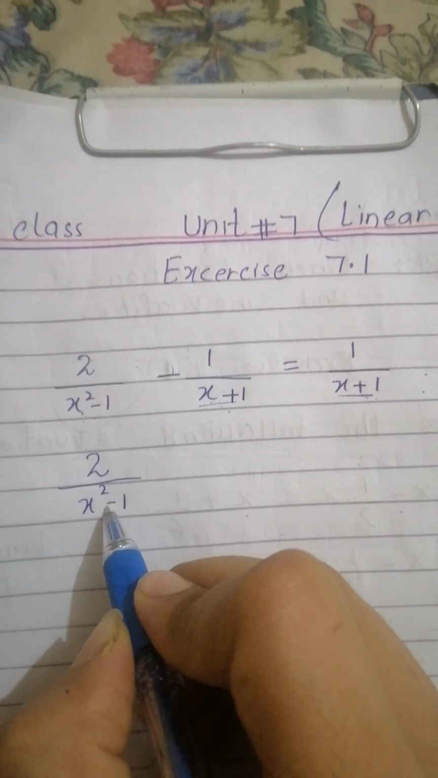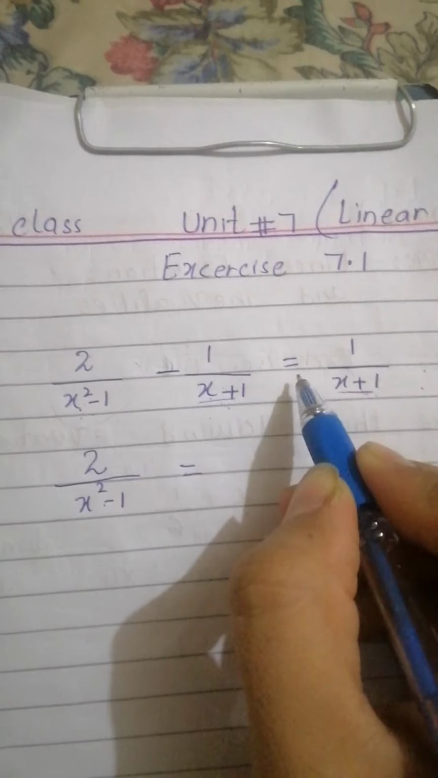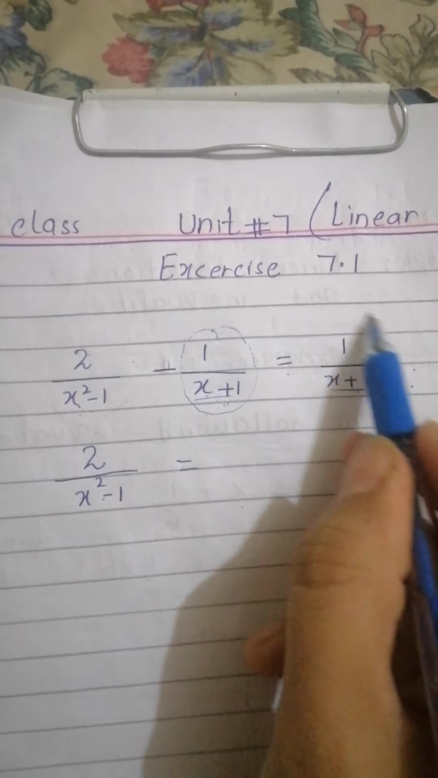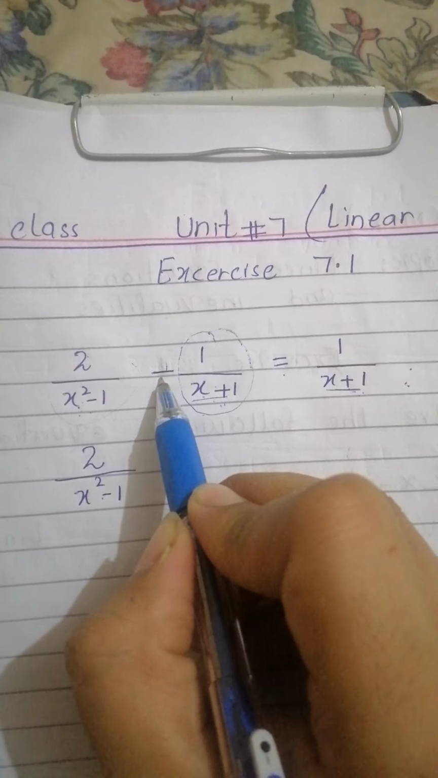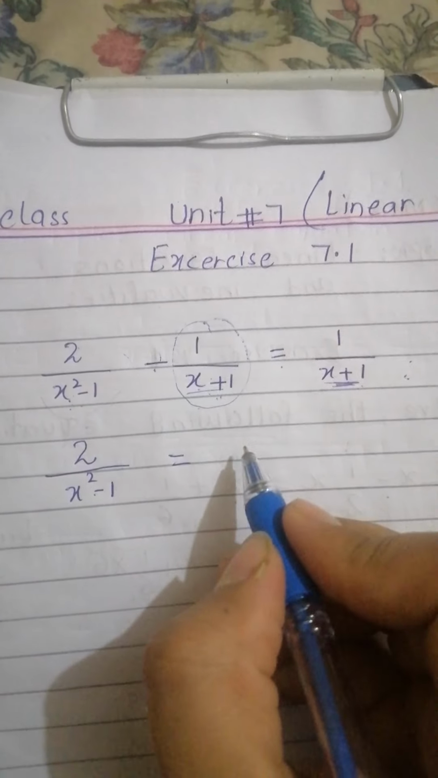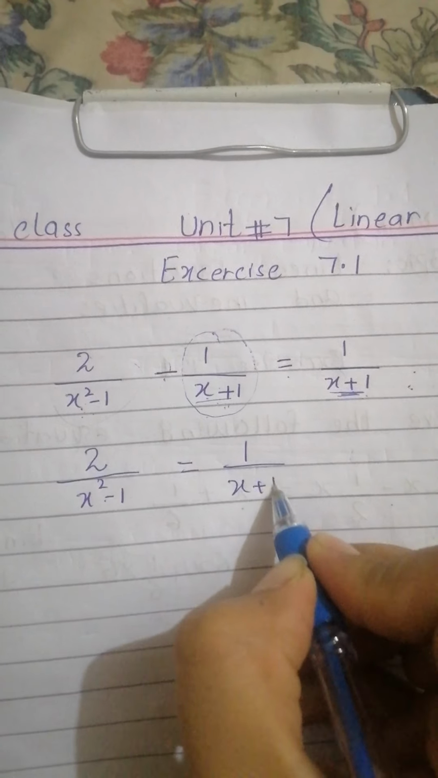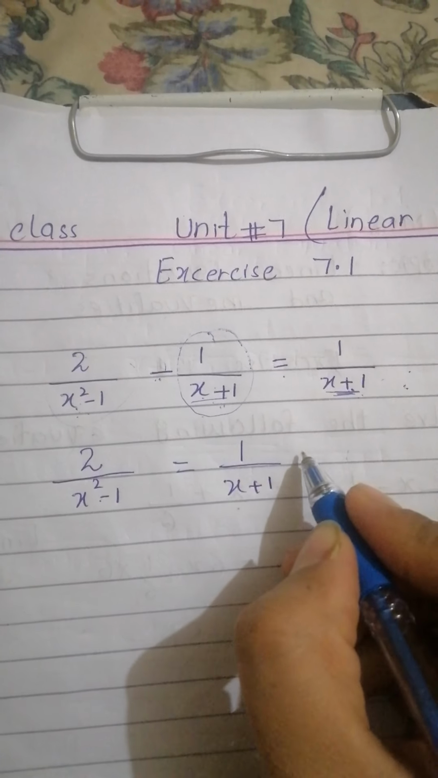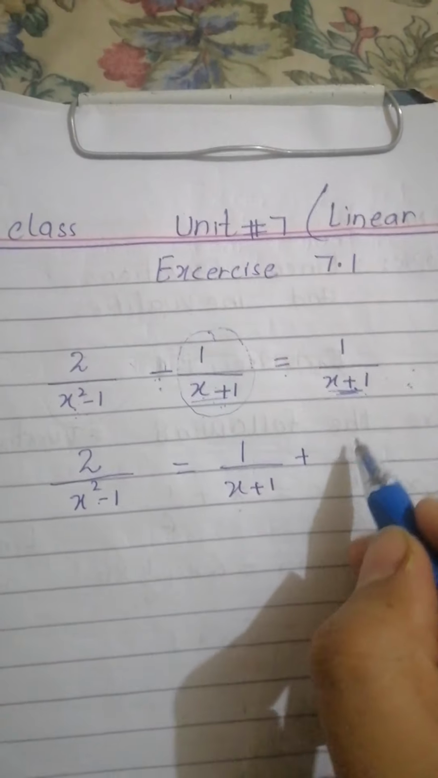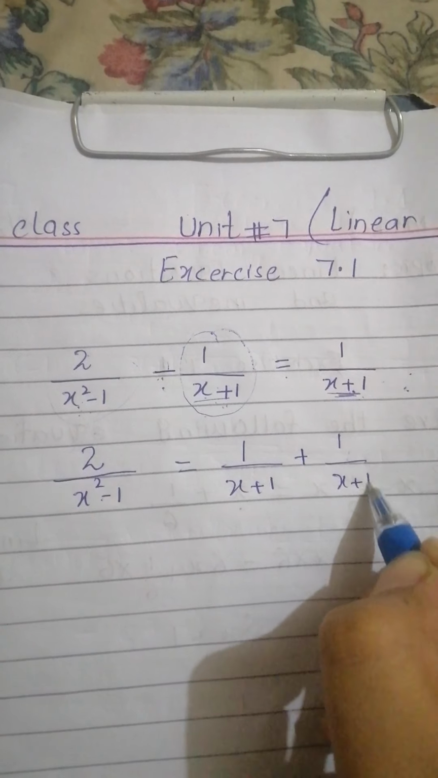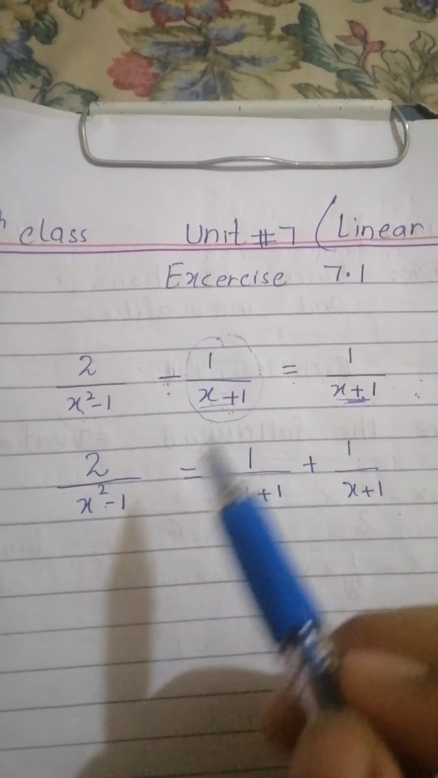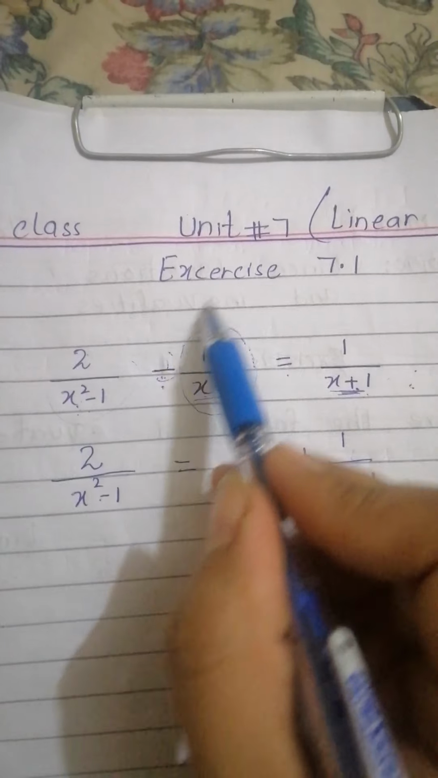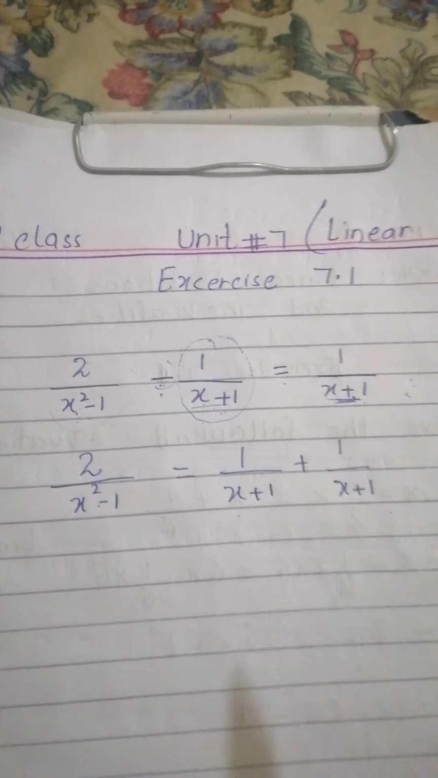So 2 over x square minus 1 will remain here, is equal to, when this term 1 over x plus 1 shifts to the other side of the equation, its sign will be changed. So you can see here 1 over x plus 1, and you will shift this term to the other side of the equation. This is with minus. When it comes to this side, it will become plus 1 over x plus 1. Is it clear? Whenever you shift any number to the other side of the equation, its sign will be changed. The sign is minus. When I write it to the other side of the equation, this sign will become plus.